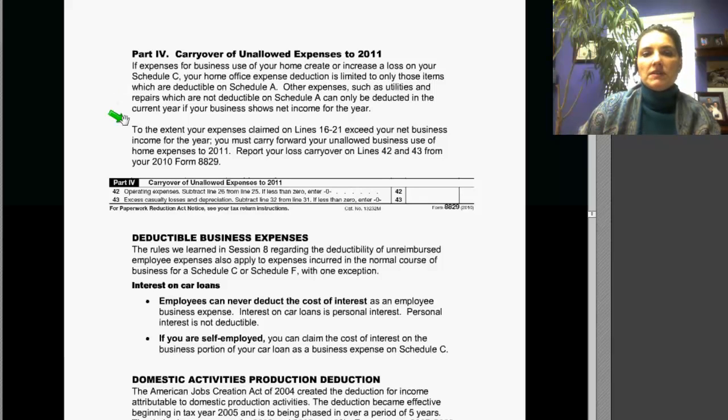To the extent that your expenses claimed on lines 16 through 21 exceed your net business income for the year, you must carry forward your unallowed business use of home expenses to 2011. Report your loss carryover on lines 42 and 43 from your 2010 Form 8829.